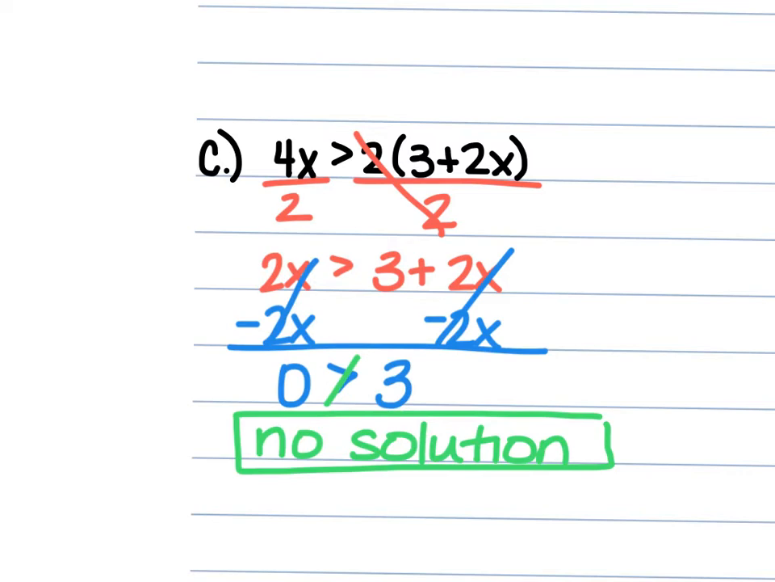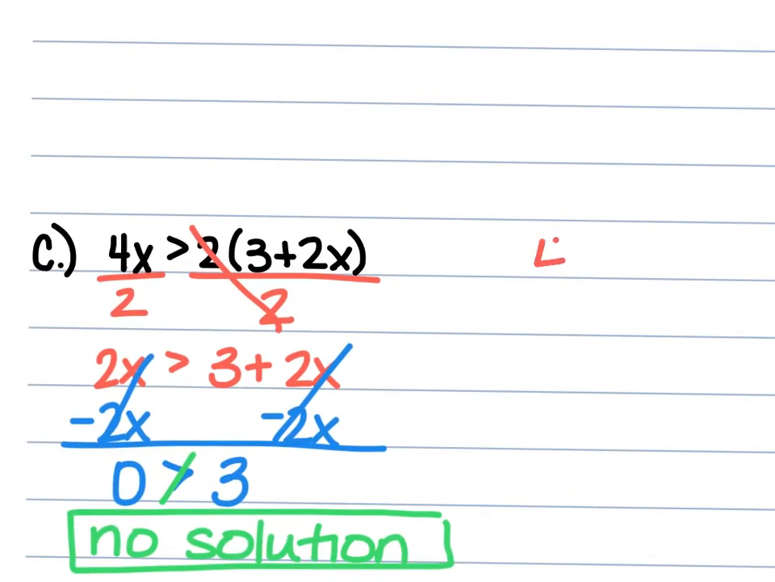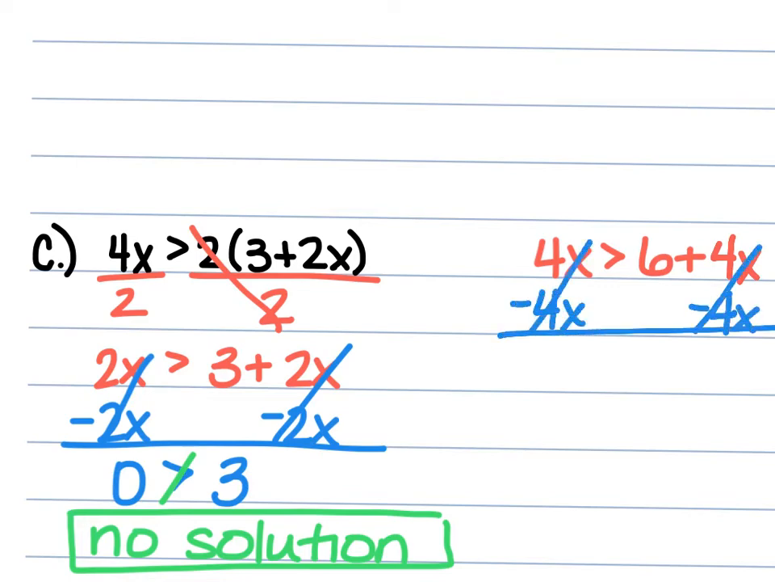If you did the distribution first, you would just have 4x is greater than 6 plus 8x. Oh, sorry, 4x. There we go. If we subtract the 4x from both sides, we're going to be left with the same thing, those x's cancel out, so 0 is greater than 6. Again, that is not a true statement, so no solution.